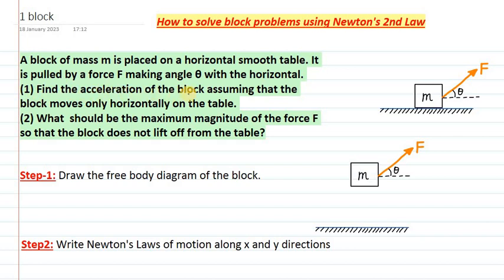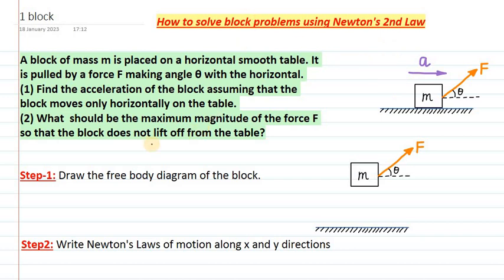Find the acceleration of the block, assuming that the block moves only horizontally on the table. That means here it is being assumed that the block will move only in the horizontal direction with some acceleration a, and along the vertical direction it doesn't have any acceleration. That means a_y is equal to 0. This is our assumption.